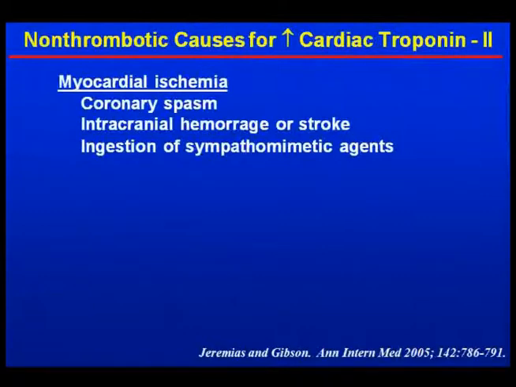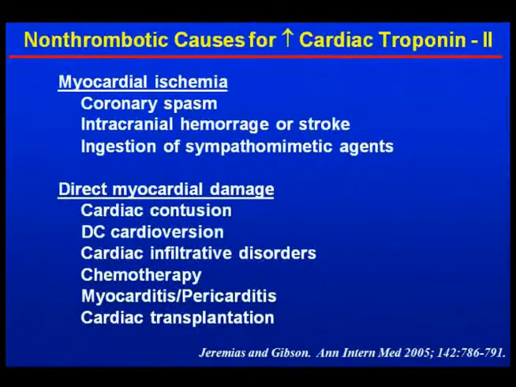Certainly myocardial ischemia is a cause of elevated troponin. It may not be thrombotic occlusion. It could occur in the case of coronary spasm that's prolonged. There are reports of intracranial hemorrhage or stroke causing troponin elevation. Some sympathomimetic agents such as cocaine can cause an elevated troponin that comes from the myocardium.